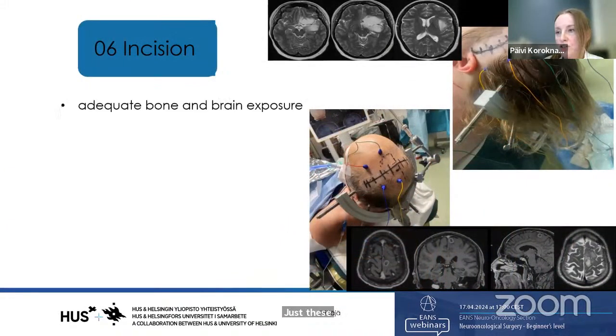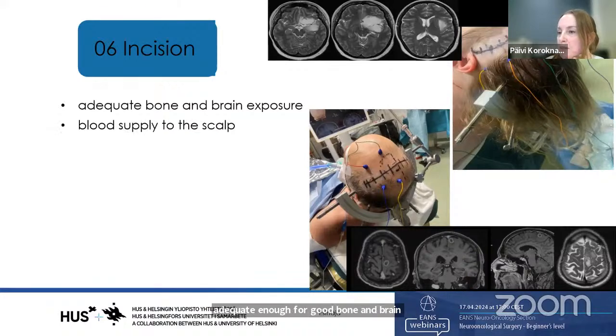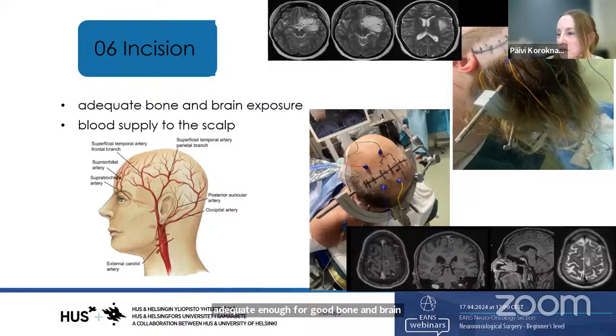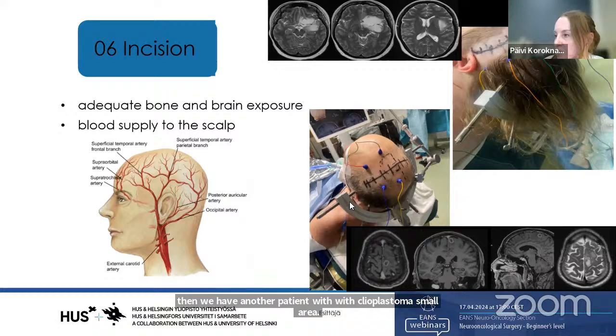So what about the incision? The incision should be adequate enough for good bone and brain exposure, but keeping in mind the blood supply to the scalp. On the upper corner, I have a patient with frontotemporal intraoral low-grade glioma. I made a quite big pterional approach, and then we have another patient with glioblastoma, small area, and straight incision.